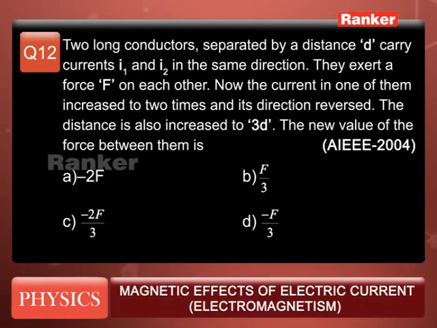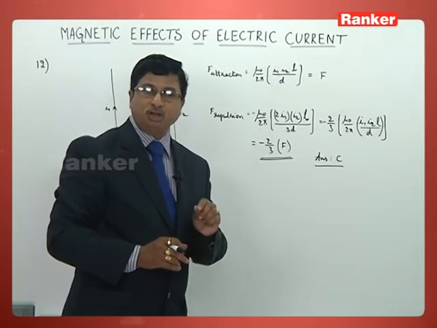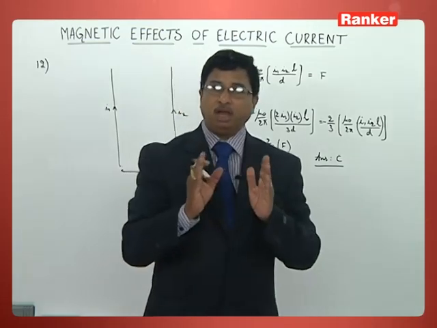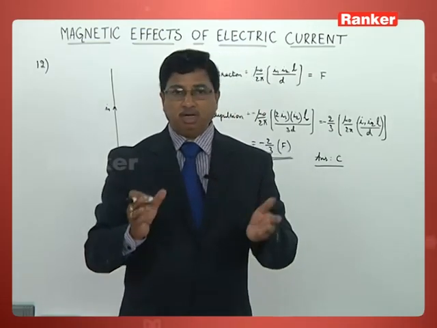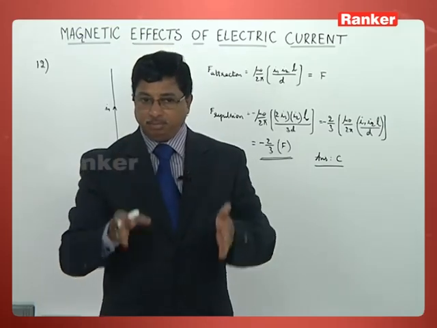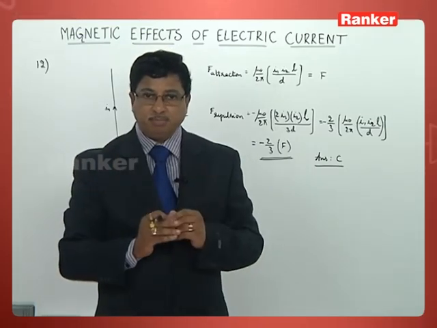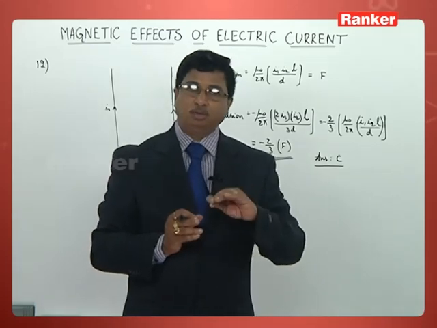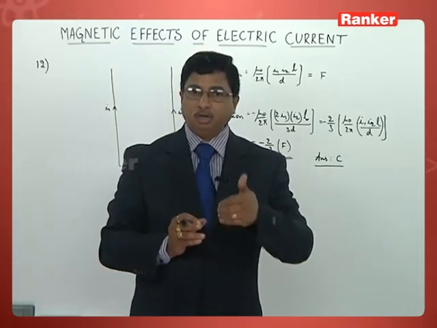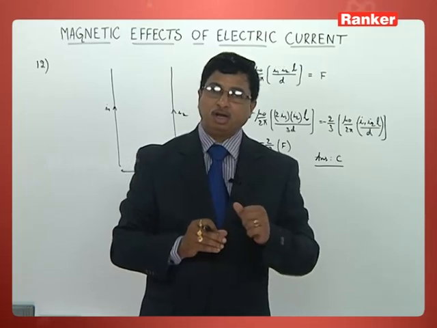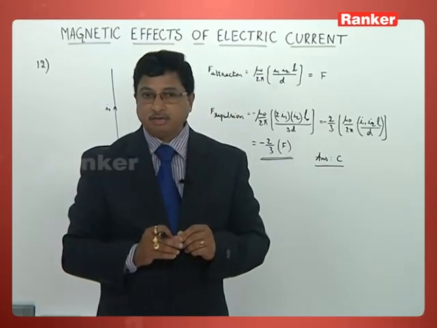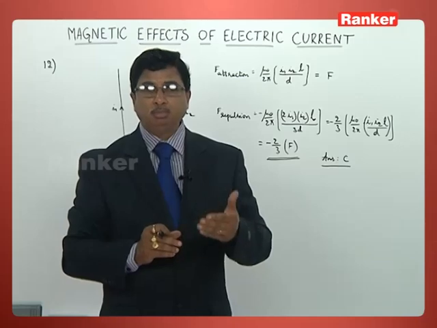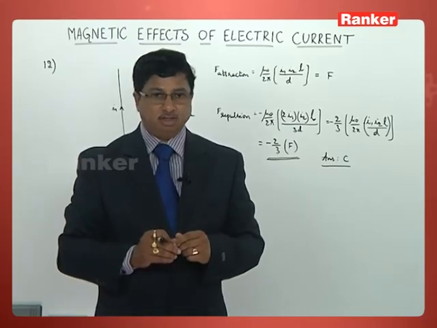So what is the correct answer for this particular problem now? The correct answer should be C out of the 4 different values. So the only thing you should understand is when will they be attracted and when will they be repelled. If the directions of currents are the same, there will be attraction between them. If the directions of currents are opposite, then there will be repulsion between those two straight parallel current carrying conductors. That is problem number 12 that has been given here.